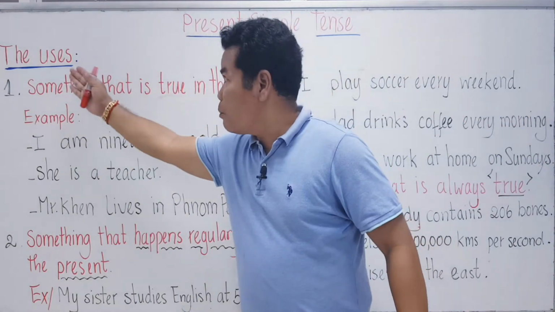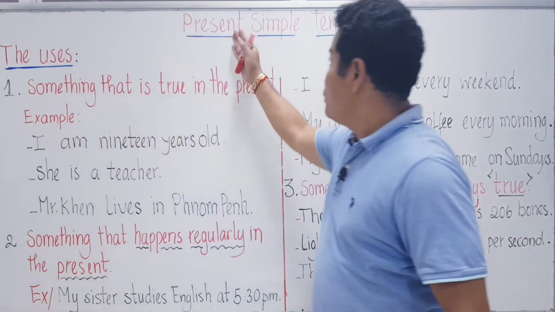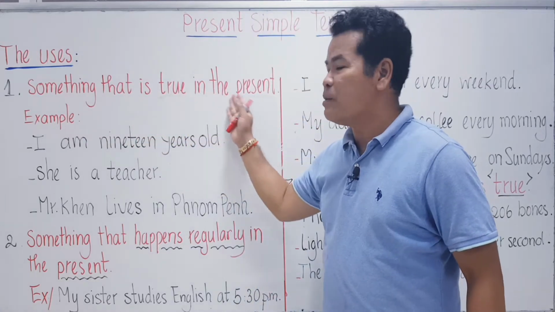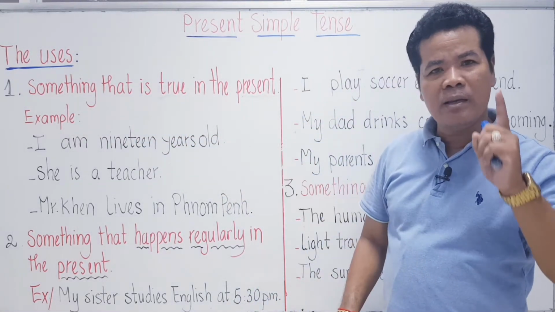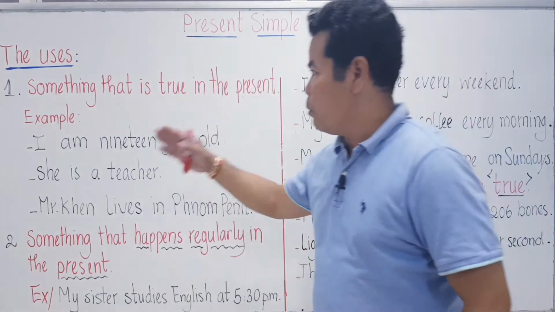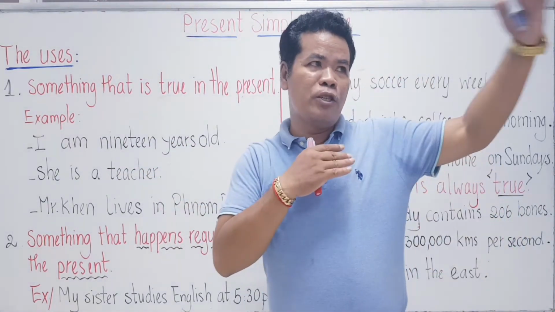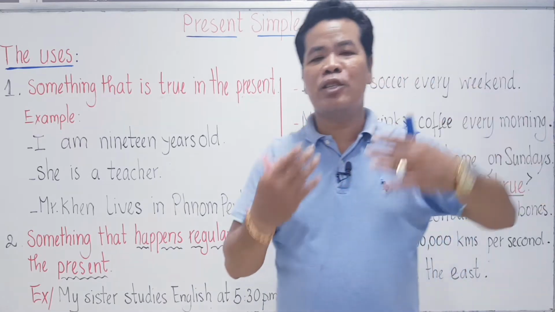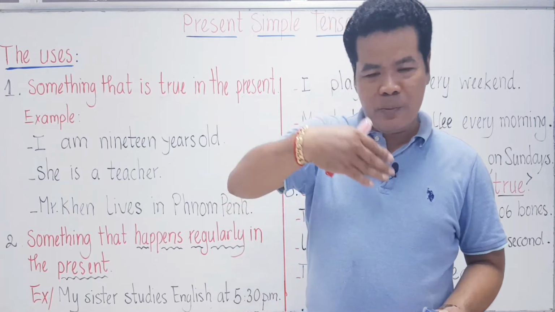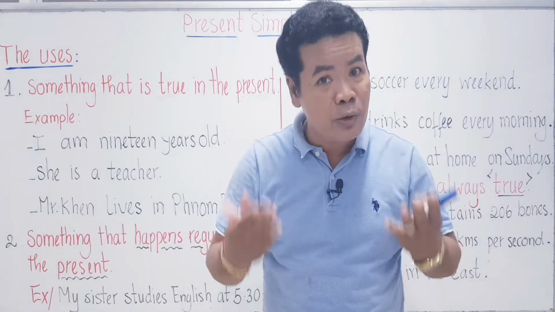The uses of present simple tense. Use number one. We use the present simple tense to talk about something that is true in the present. Okay? Example, I am 19 years old. For the last 2 years, for last year, you don't care about how old I was. But only at the present time, I am 19 years old. This is the present. It's true in the present.